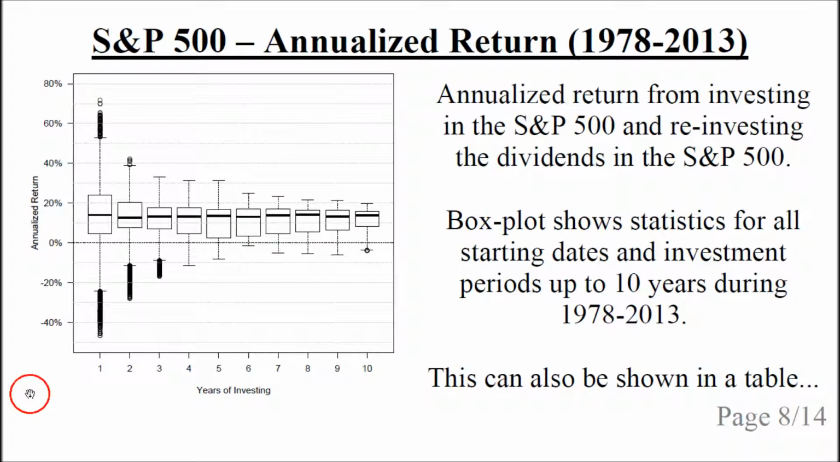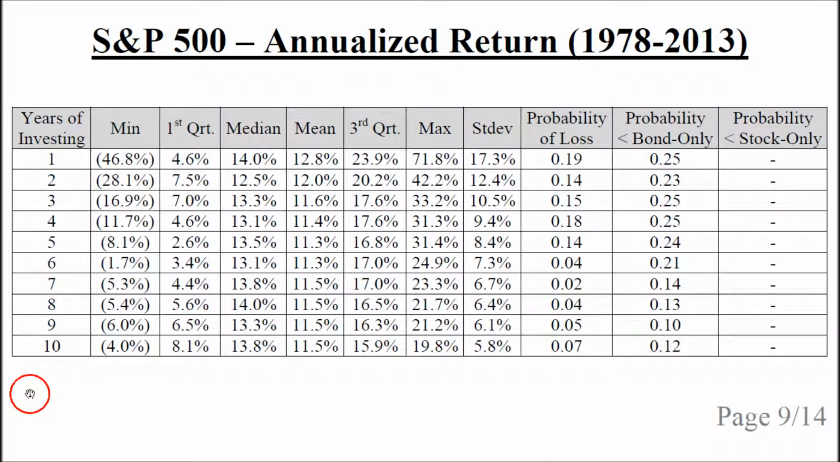So this can also be written as a table, and it looks like this. Again, we have the years of investing in this column, and we have the minimum annualized return here, the maximum, median, mean, the third quartile and the first, and the standard deviation. I will describe the probabilities on another slide.